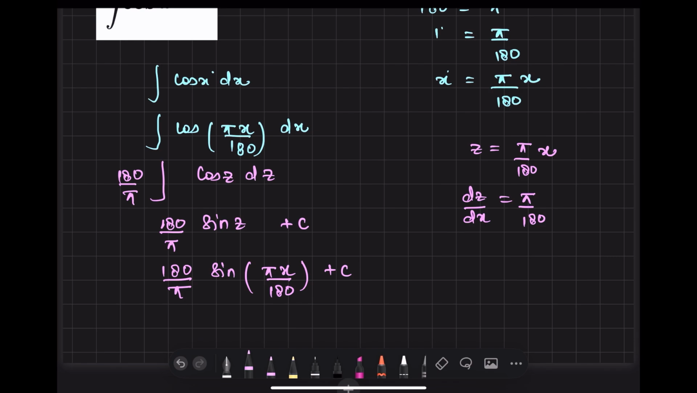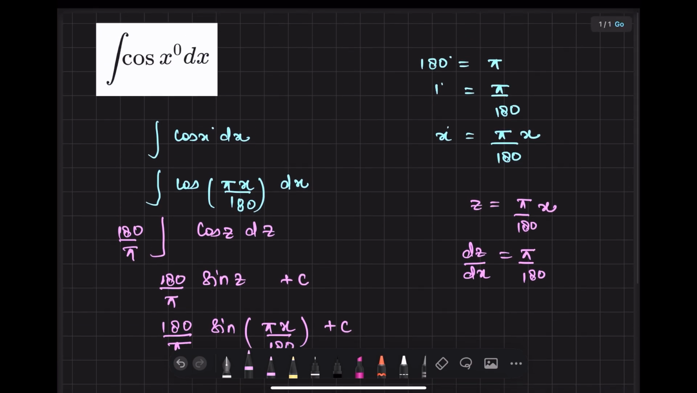I hope the idea is clear. And now if you will have a trigonometric term in terms of degree, you can handle it.